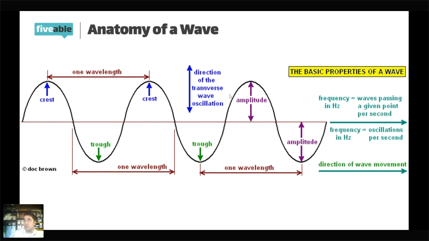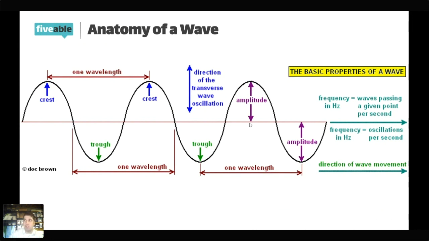Amplitude is our next one. Amplitude is the height of the wave, how tall it is or how short it is. And that is measured from this zero line, from this central line here, either above or below. It should be symmetrical, so it doesn't really matter which one you choose.